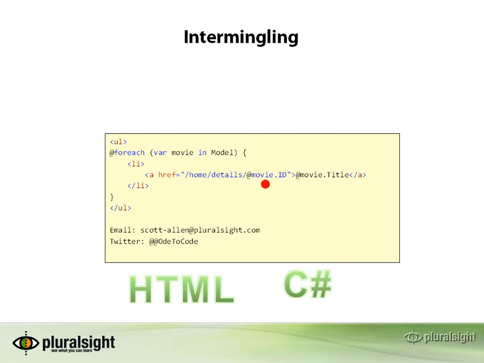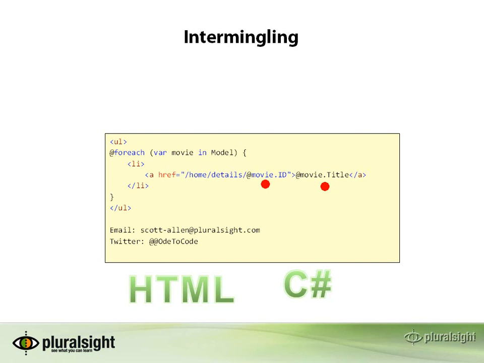And if I do @movie.id inside of this anchor tag, Razor is smart enough to say, you must want to output the ID property of the movie into this location, and that would build me a properly formatted anchor tag. Likewise, I can say @movie.title, and the title will appear here.